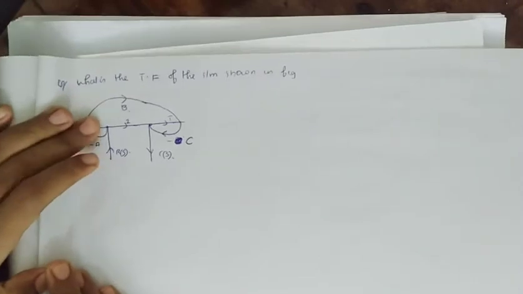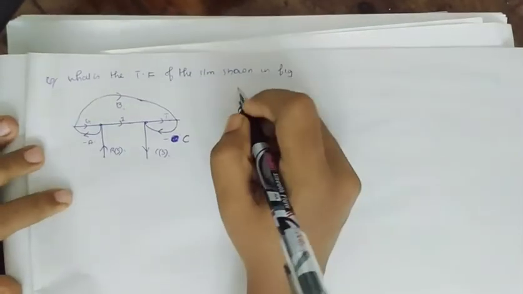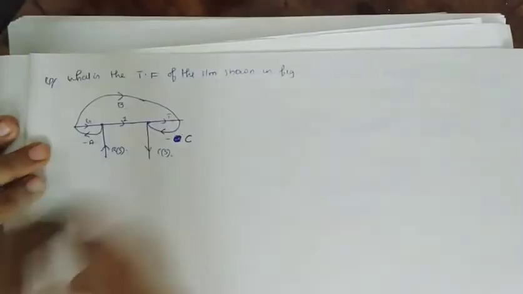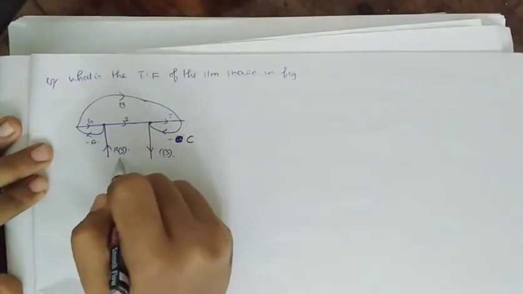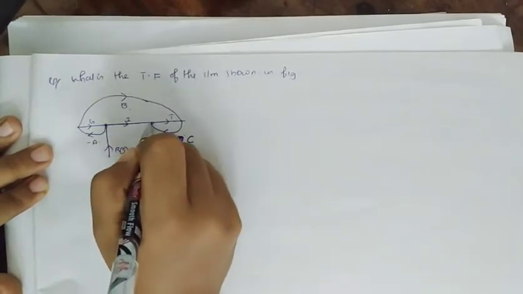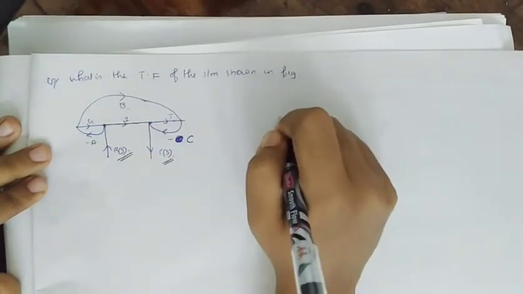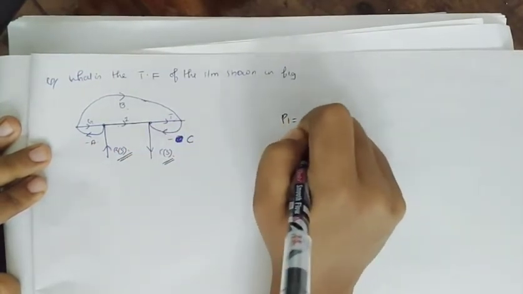Now we'll do the next question. What is the transfer function of the system shown in the figure? So what is the forward path? First forward path is, this is the input and this is the output. So first forward path is this one, right? That is equal to P1 is equal to 1.